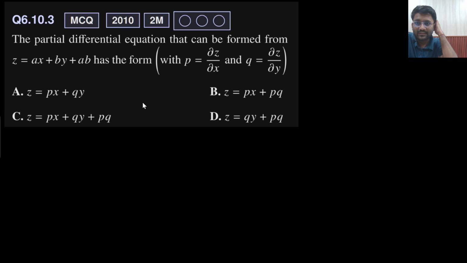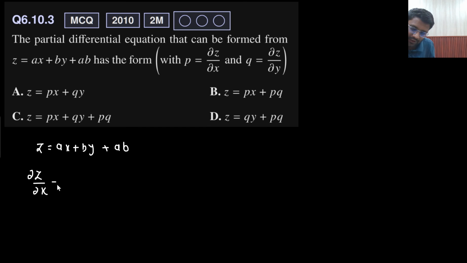Sir, the partial differential equation can be framed using z equals ax plus by plus ab. So this is given, z equals ax plus by plus ab. You need to frame the partial differential equation. p is del z by del x, q is del z by del y. So you know that in the option pq is coming. That means I need to calculate del z by del x. So what is your del z by del x?